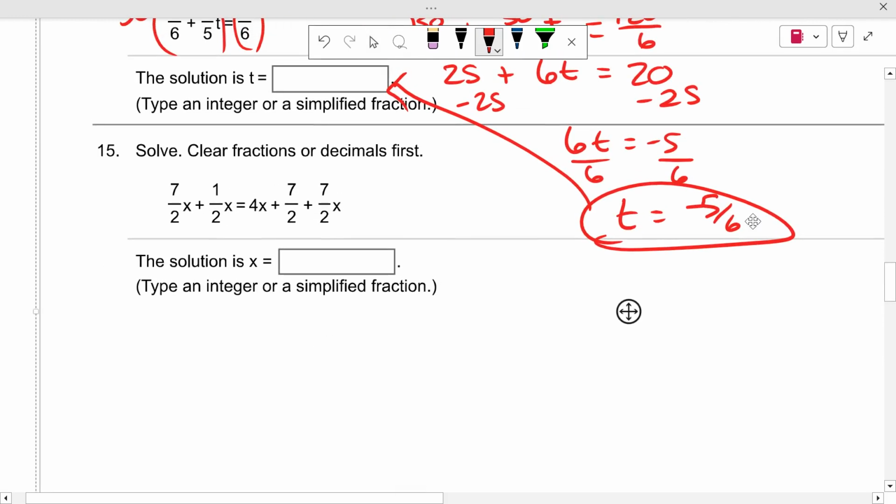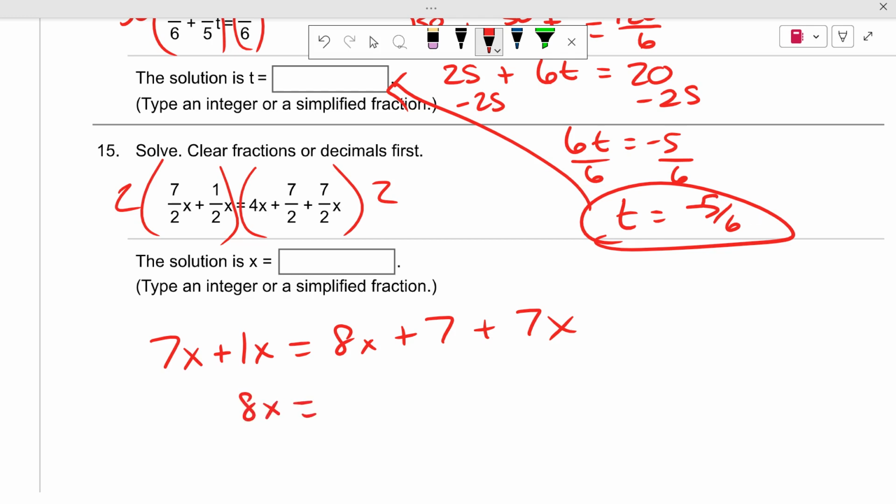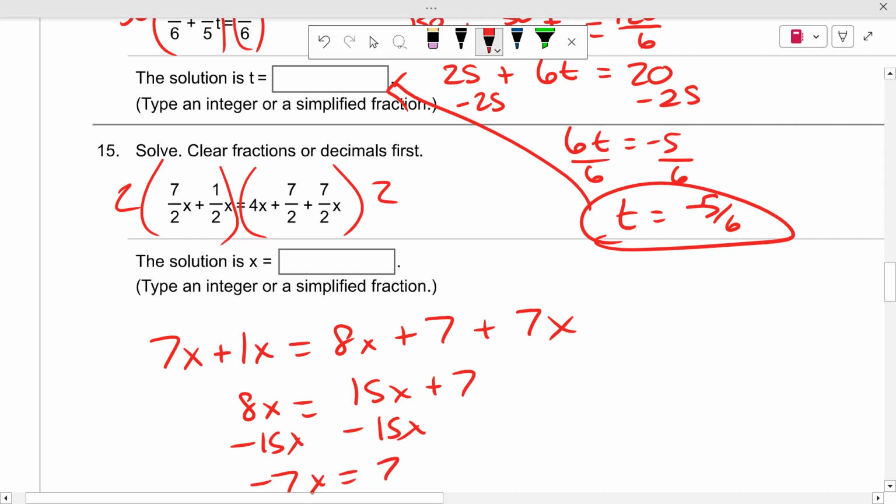Okay? And then this one has fractions. So how do we get rid of our fractions? Multiply everything by 2, because 2 is the least common denominator. So 7x plus 1x equals 8x plus 7 plus 7x. And then combine like terms, 7x and 1x is 8x equals 8x and 7x make 15x plus 7. Subtract 15x. Negative 7x equals 7, so x equals negative 1.